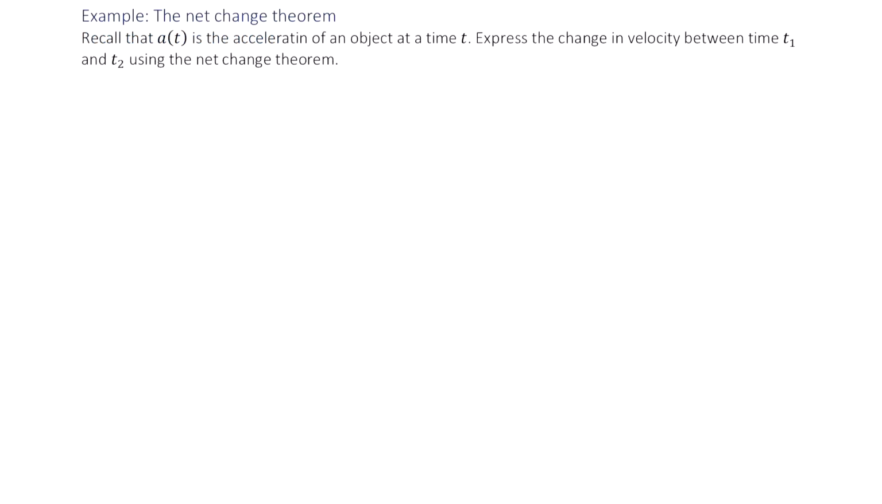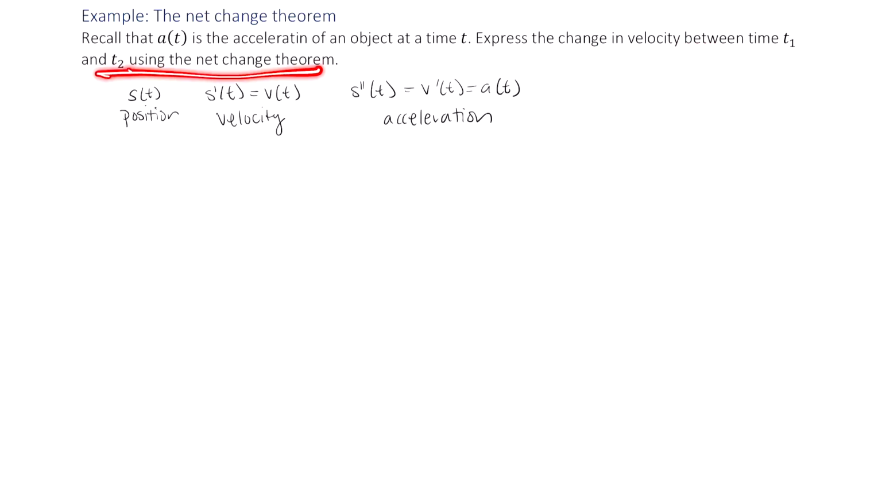Let's explore this net change a little further. So recall that a of t is the acceleration of an object at time t. So if we have a position function s of t, then s prime of t is equal to the velocity, and the second derivative of s, which is the first derivative of v, is equal to the acceleration. So we want to express the change in velocity between t1 and t2 using the net change theorem. So the change in velocity, that's how much the velocity changes between these two times. This is the net change in velocity.